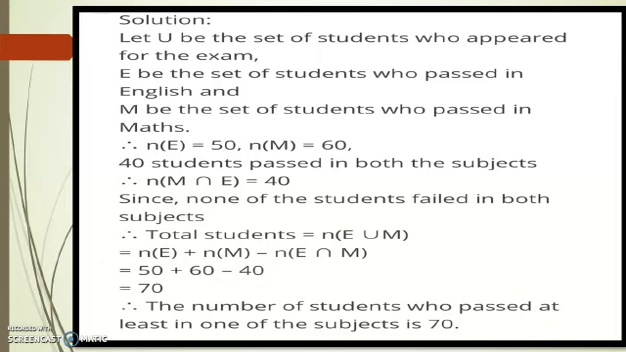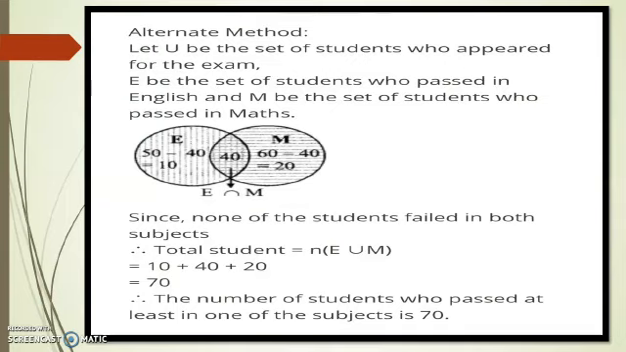Number of students who passed at least in one subject is equal to number of elements in E union M. We know the relation, so we'll write that relation. Number of elements in E union M is equal to number of elements in E plus number of elements in M minus number of elements in E intersection M. Substitute the values. 50 plus 60 minus 40, which is equal to 110 minus 40, that is 70. 70 students passed at least in one of the subjects. It has an alternate method. Please go through it.